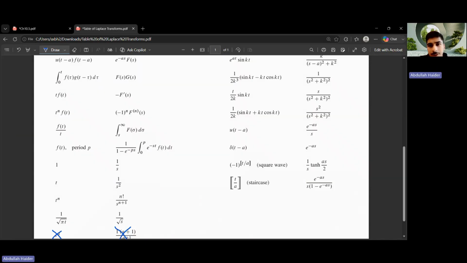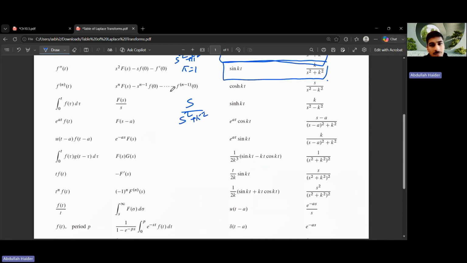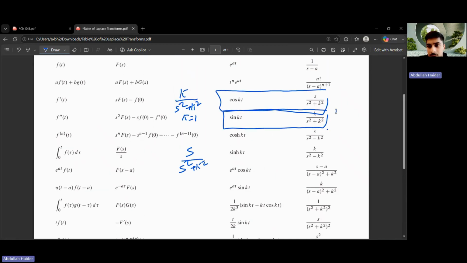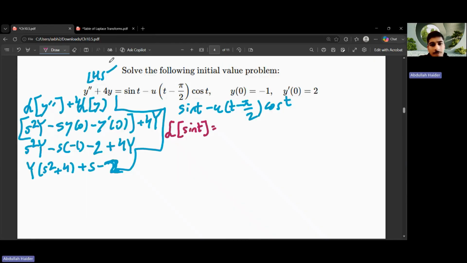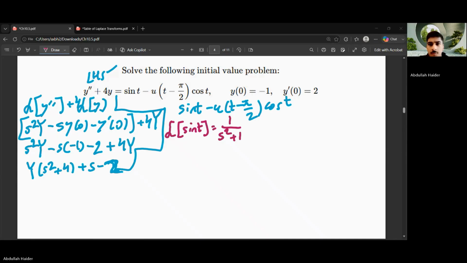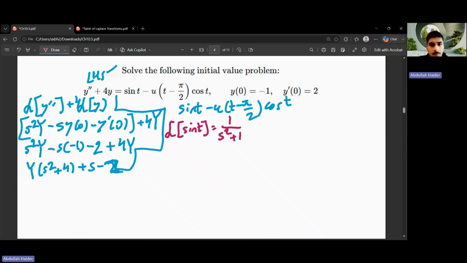What is the Laplace of sine t? K is 1. So 1 over s squared plus 1 squared. So 1 over s squared plus 1. Okay. And now we'll deal with this unit step function again.